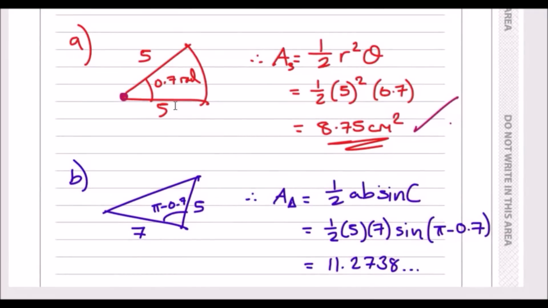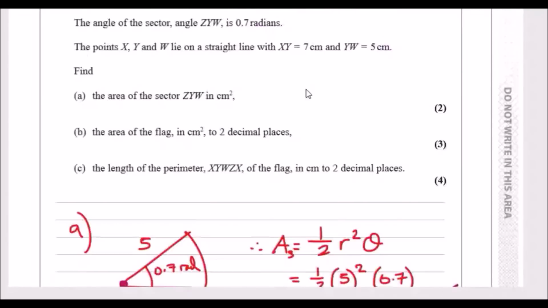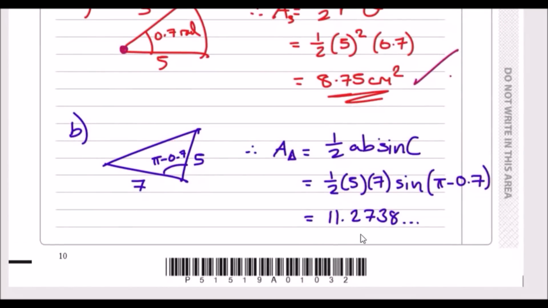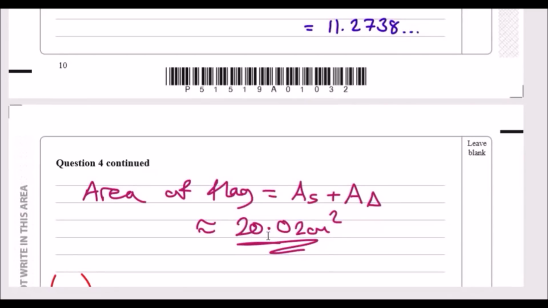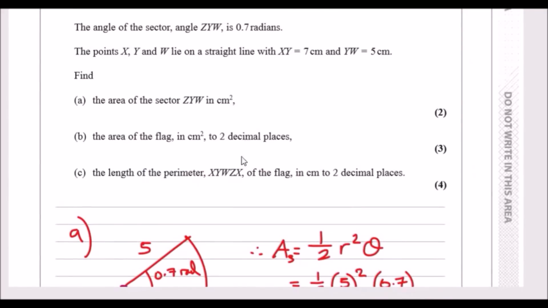And that means the total area of the flag is the sum of the sector and that. So it's the sum of both areas here. If you add up these two figures, you should get something like 20.02 centimeters squared. And make sure you keep it to 2 decimal places because that's what they want.